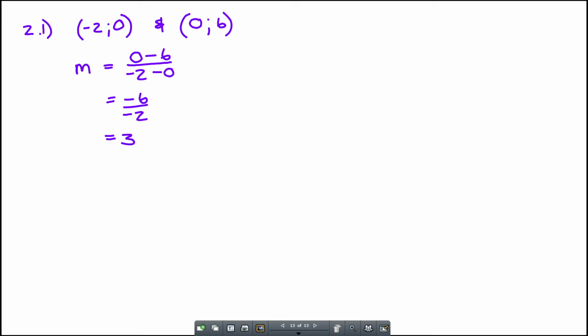And then always go back to your sketch. Over here we said positive 3. Look at your sketch, does it have a positive gradient? Yes.